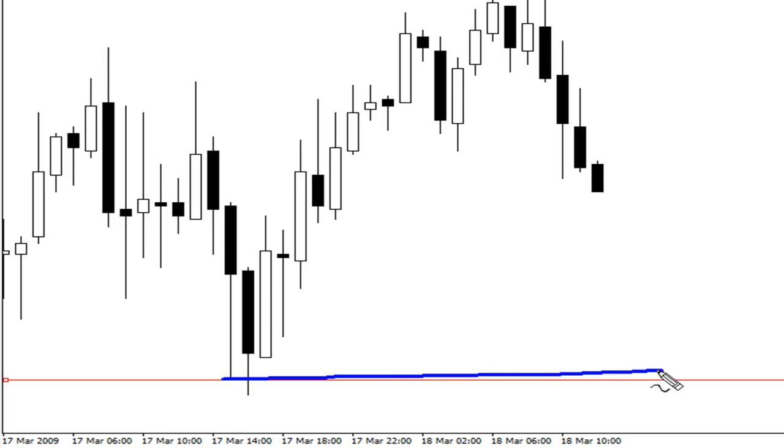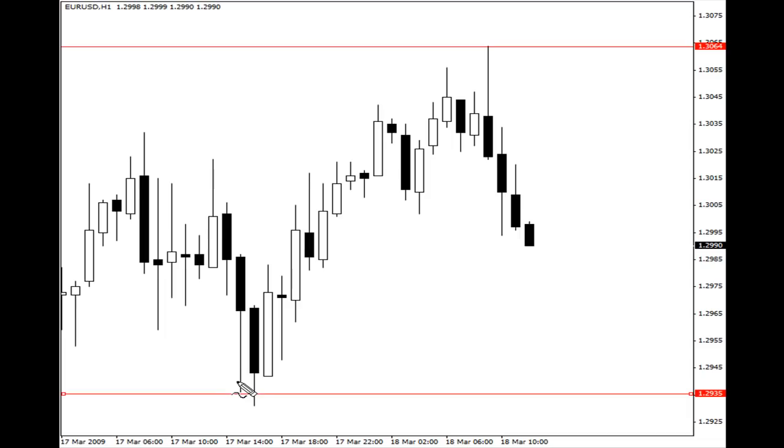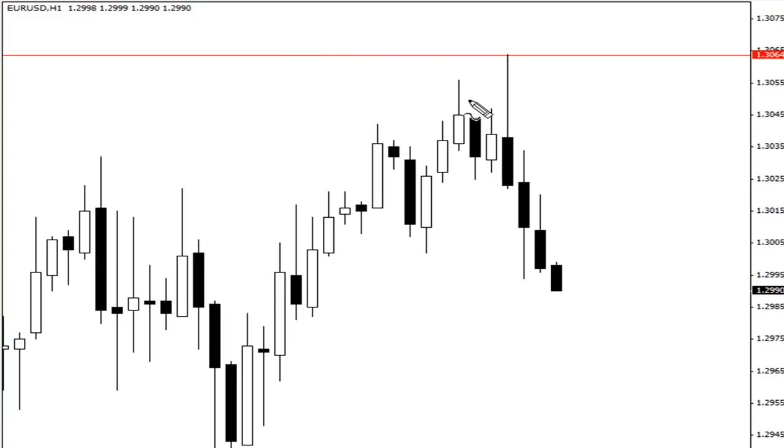Now we've got 129.35 down here. This is the recent low. That's the simplest way to look at an hourly chart when we've got this ranging market going on at the moment and the horizontal levels are being respected.